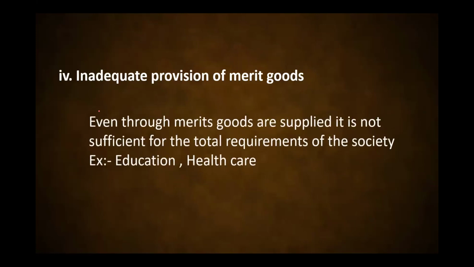Then, fourth one, inadequate provision of merit goods. Even though merit goods are supplied, it is not sufficient for the total requirements of the society. Education and healthcare. Only people who can afford them have education and healthcare. Those who have money get it, others do not.